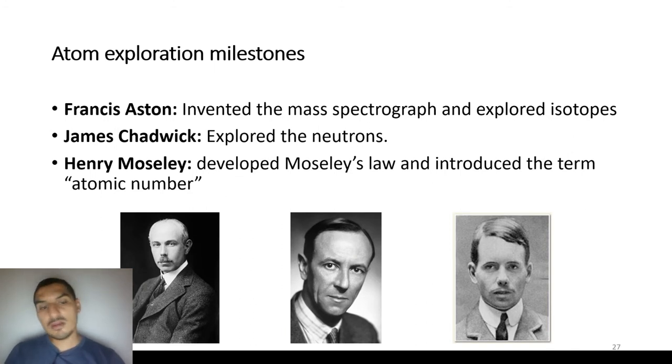And then the next is Francis Aston. He invented the mass spectrograph, which was a very important invention, and he used it to calculate the atomic mass accurately, and it is the base of the mass spectrometer that is used till now.